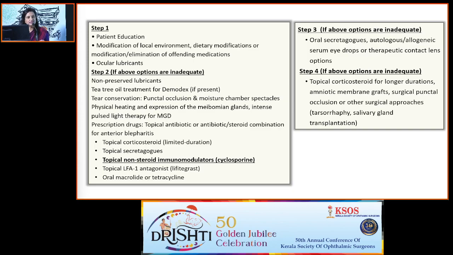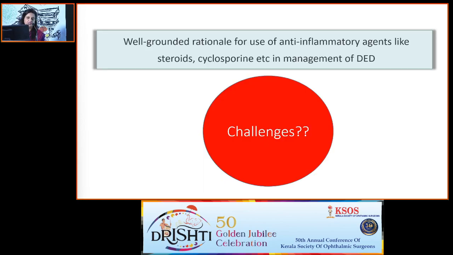Lifitegrast is undergoing trials, is available as Xiidra in the US, but is still not available with us, and oral macrolide or tetracycline wherever indicated. Now, if it is very severe and the patient is really uncomfortable, you can give oral secretagogues, which could be pilocarpine, given 3 times a day. But again, the systemic side effects are quite a bit. Then autologous or allogenic serum eye drops can be given, and these are helpful, 20% in concentration. And of course, if the above options are inadequate, then you have to give topical steroids for longer duration, amniotic membrane transplants, tarsorrhaphy, and even minor salivary gland transplantation.